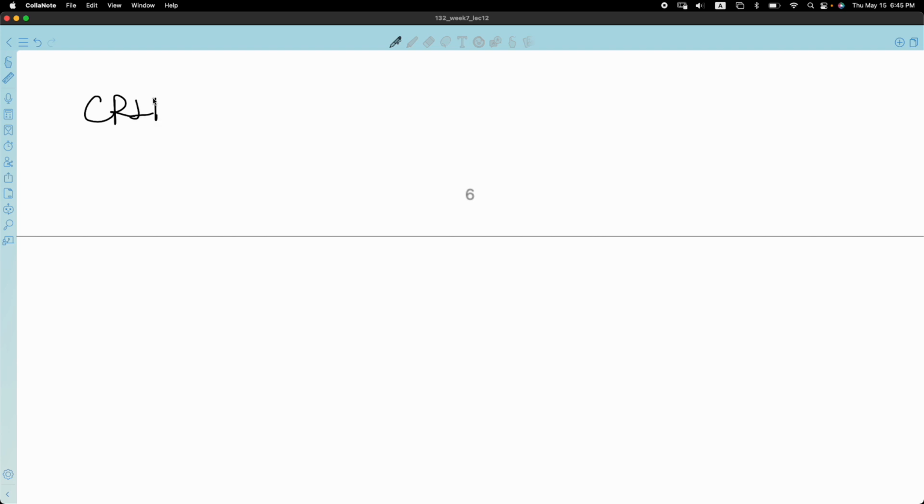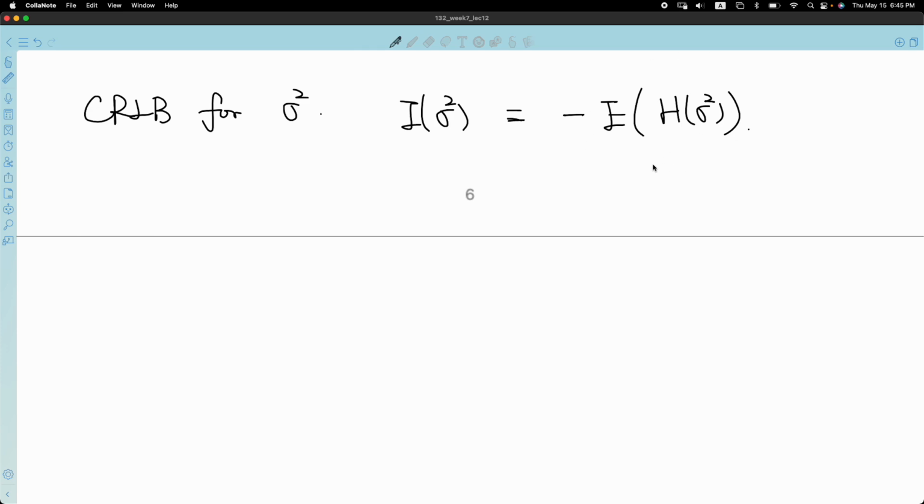Cramér-Rao lower bound for sigma squared. What we want is I of sigma squared. Here, I'm going to use the second order derivative, okay? So I'm going to use the negative expectation of the Hessian for sigma squared. I want to use this one instead of the expectation of the score squared. So now, let's go to the Hessian, the negative expectation of the second order derivative of your likelihood.